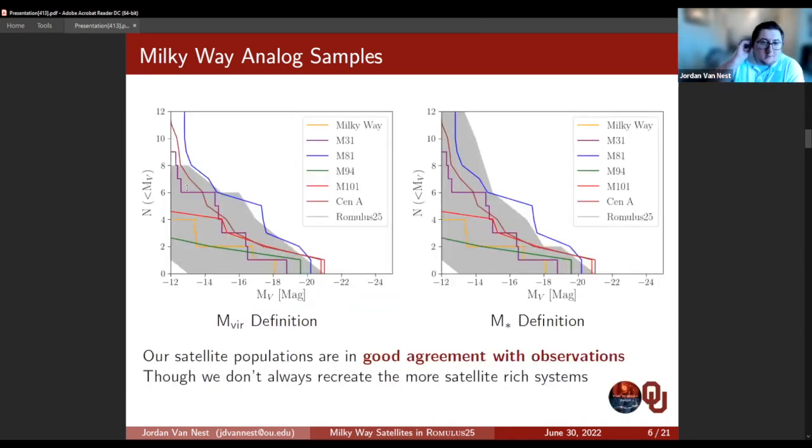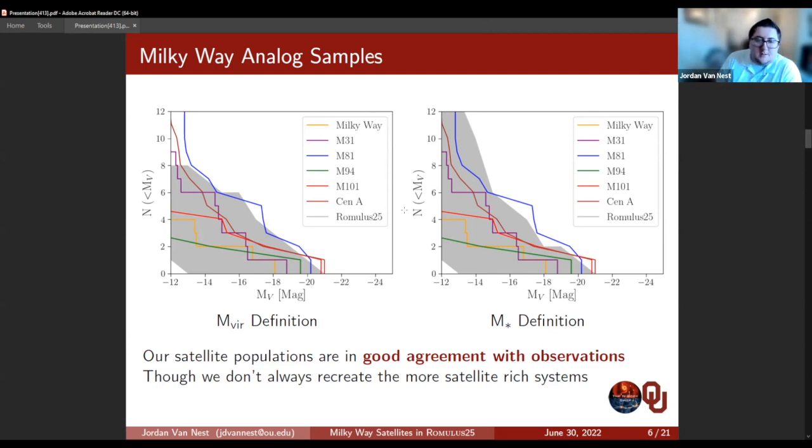As a quick quality test for our Milky Way samples, we first looked at the luminosity functions of all the satellites, and we compared them to some observations. You're seeing 2 examples here. On the left is the virial mass sample, and on the right is the stellar mass. You see that the range of luminosity functions spread by our Romulus halos in gray match pretty well with observations. And to note, the Milky Way in orange sits very nicely in the middle of our distribution, so very well explained.